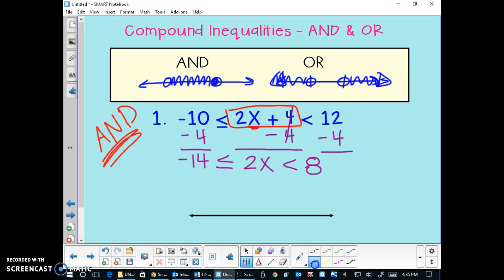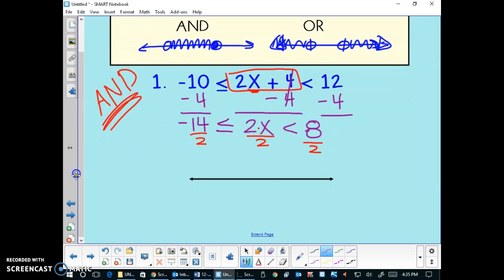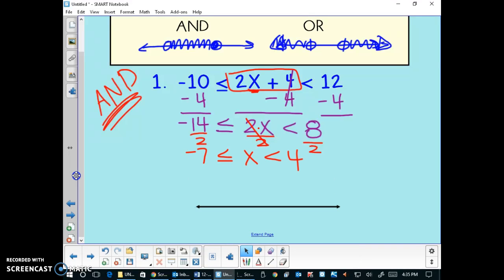Okay, and then the last step here, I have 2 times x. So to get rid of that, I need to divide everything by 2. And I get negative 7 is less than or equal, 2 over 2 is 1, so x is less than 4. Okay, so this is our compound inequality.